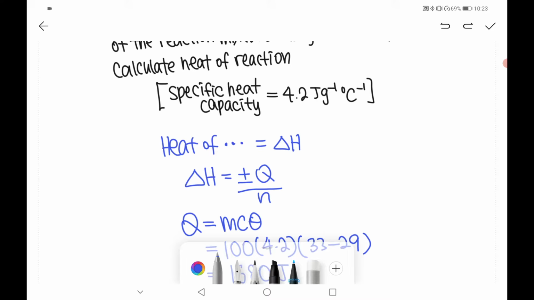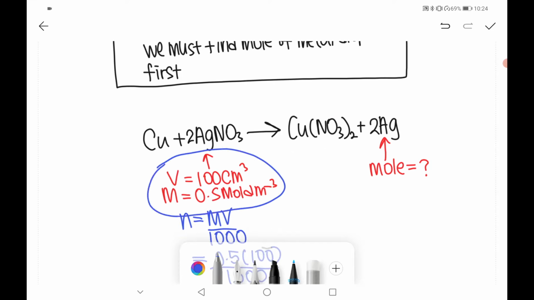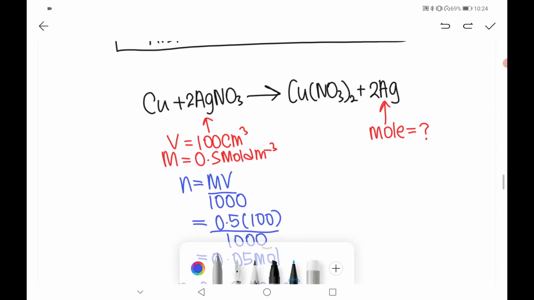Then after that, we need to find the n, which is the mole. For heat of displacement, we want to find the mole of the metal that we kick out. How to find it? We write a chemical equation. When we write the chemical equation, we find the mole for the silver nitrate solution first. Why? Because we are only given this information, so we need to start the calculation from here.